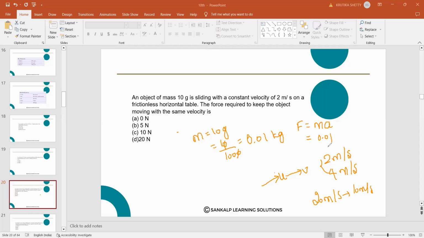But here, as it is moving with a constant velocity on a frictionless table, there is no need to apply any force. So it is a direct answer, it should be 0 Newton. It should be 0 Newton.